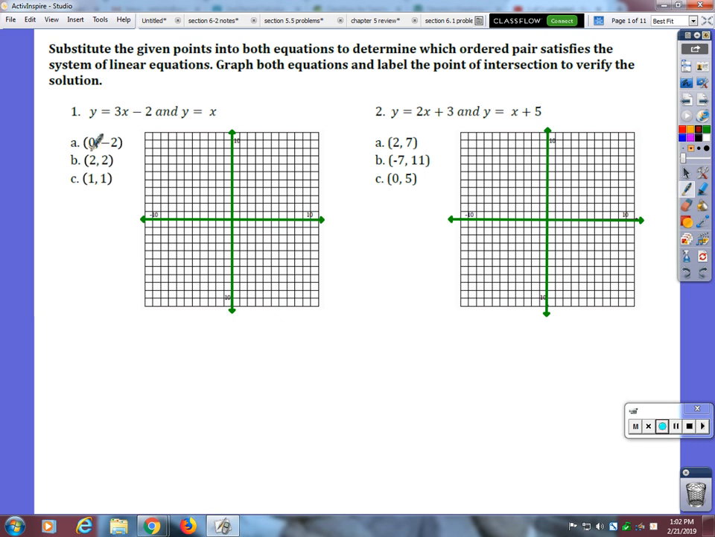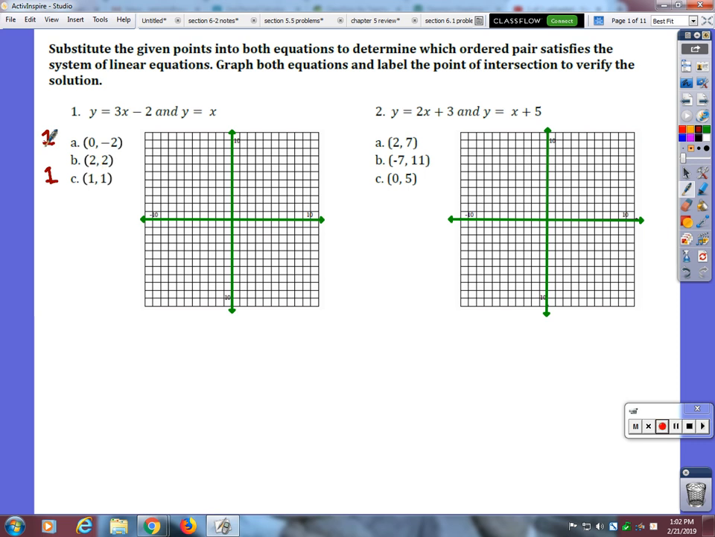So if I plug 0 in for x right here, what's y equal? Negative 2. So this one works for equation number 1, right? If I plug 1 in there for x, 3 times 1 is 3, minus 2 is 1. So this one works for equation number 1. How about if I plug number 2 in there? What do you get for y? 4. Yeah, because 3 times 2 is 6, minus 2 would be 4. So these two work for equation 1.